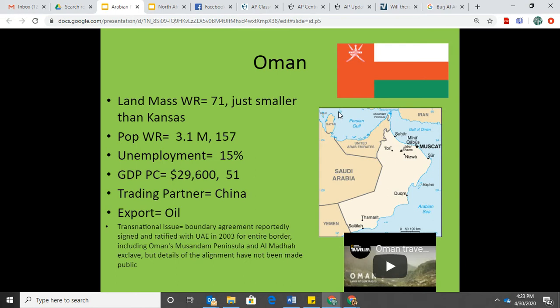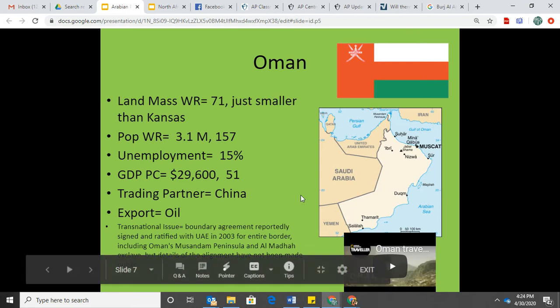Their big trading partner, again, you see China gobbling up a lot of oil and natural gas. If we had a bigger map, China is not that far away. They can both get into the Indian Ocean very quickly. Their transnational issue is that they've had a continuous problem between the United Arab Emirates here and Oman's border. And their capital is Muscat.